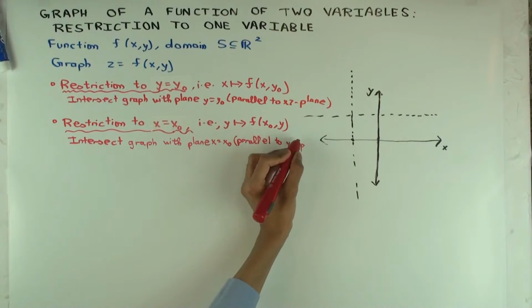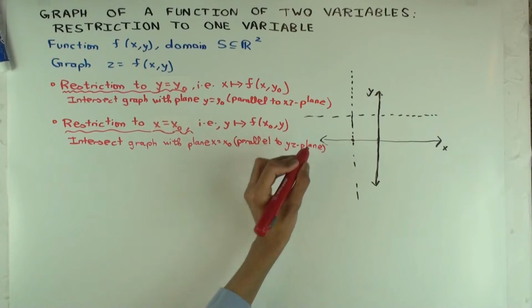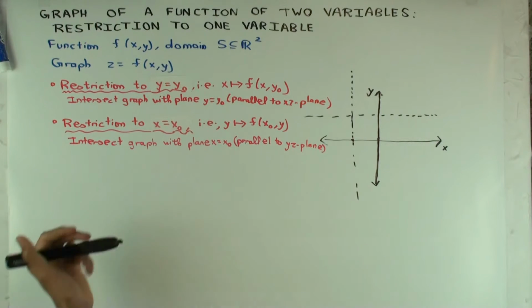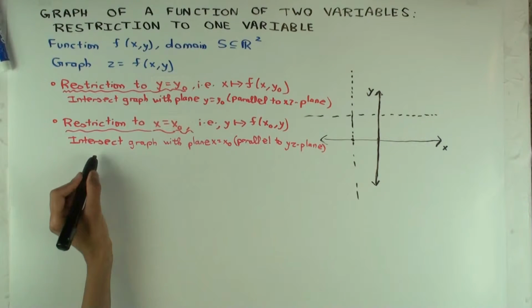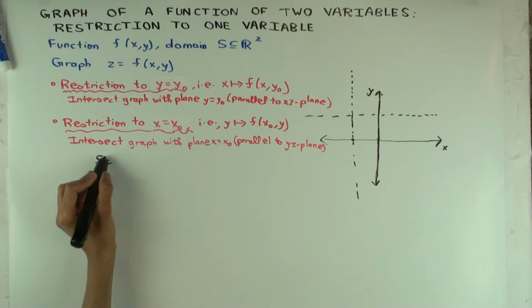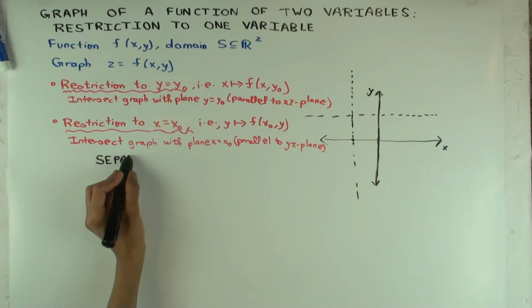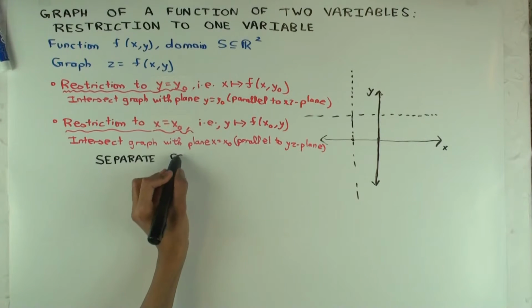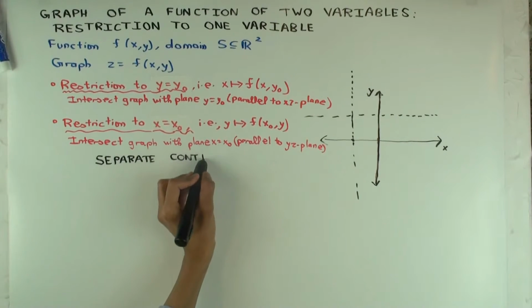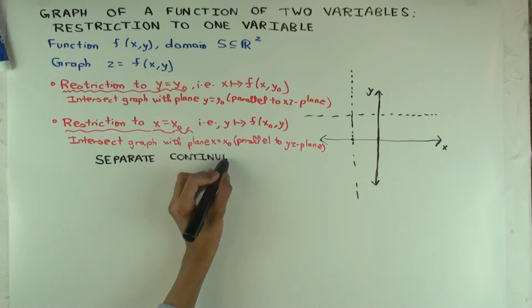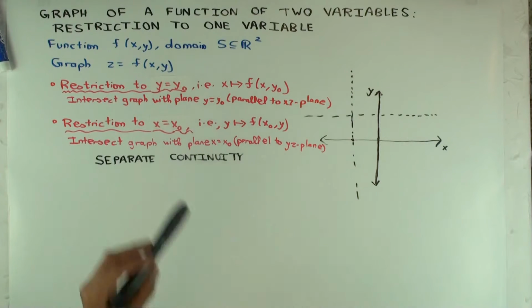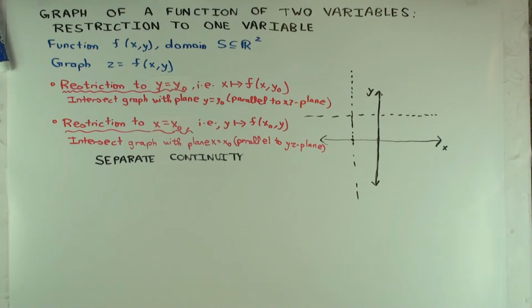Now you can tell me quickly, we have seen this notion of separate continuity. What does that mean? What does separate continuity mean? What does it mean for a function to be continuous in one variable? Like if I give this function f of x, now what does it mean for it to be continuous in x?